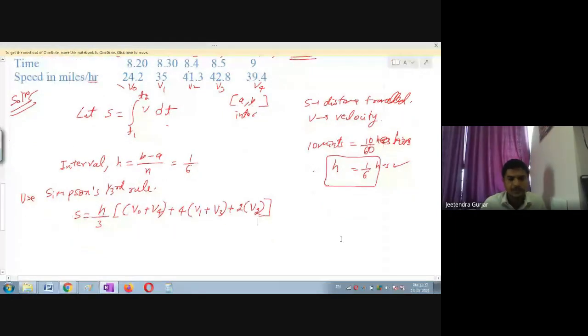So this is equal to H is 10 minutes. We have converted 10 minutes into hours because this is speed in miles per hour and they have given the timing in minutes. So I will substitute here 1 upon 6 divided by 3, right? Substitute the values. V0, here we have 24.2, plus V4 is 39.4, plus 4 times V1 is 35 plus V3 is 42.8, and plus 2 times V2, V2 is 41.3. Okay, students, substitute and tell me the answer.